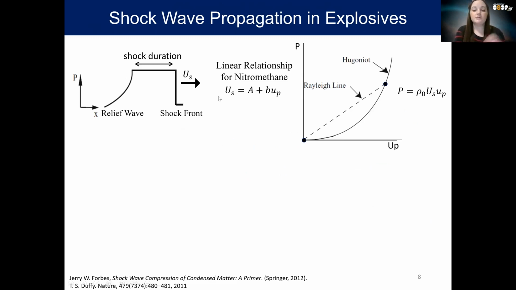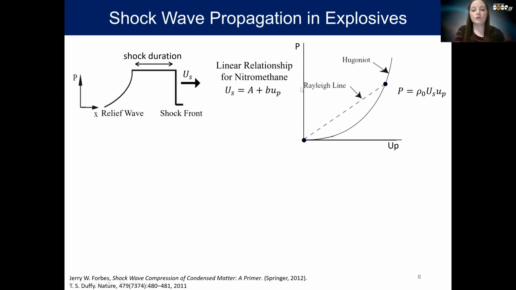Now, the shock velocity for nitromethane has a linear relationship to the particle velocity u sub p, where the particle velocity is just how fast those particles are moving behind the shock front. And A and B are constants specific to nitromethane. Now we can relate the particle velocity u sub p and the shock velocity u sub s to the pressure using this equation on the right-hand side called the Hugoniot.